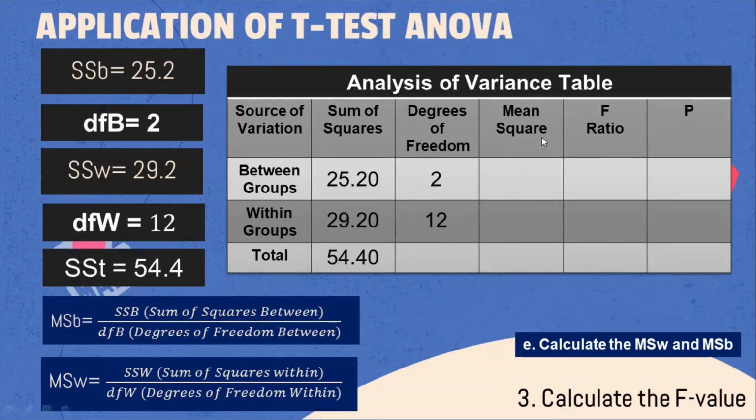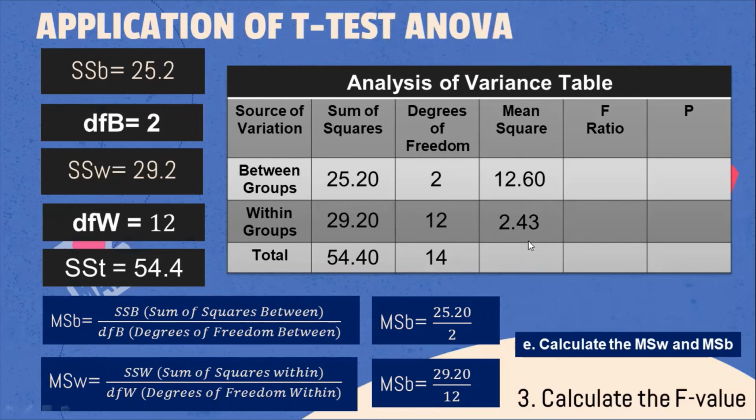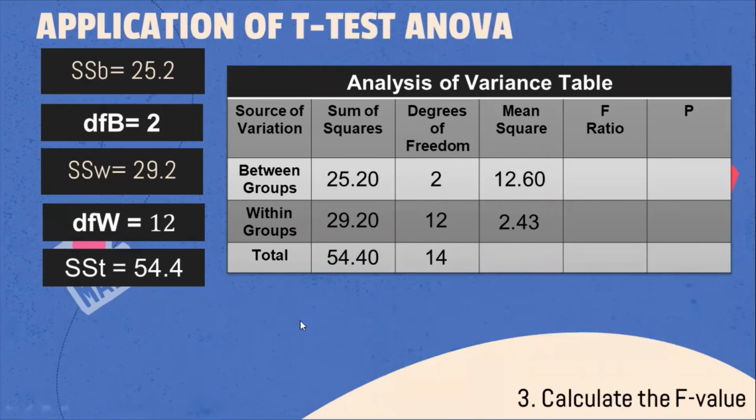We will now get the value for mean square by simply dividing. That is 25.20 divided by 2. The mean square between is equal to 12.60. Next one, MSW, or the mean square within groups, is equal to 29.20 divided by 12. The answer is 2.43. As simple as that. Next, we are now down to the last one, the F ratio or F value.